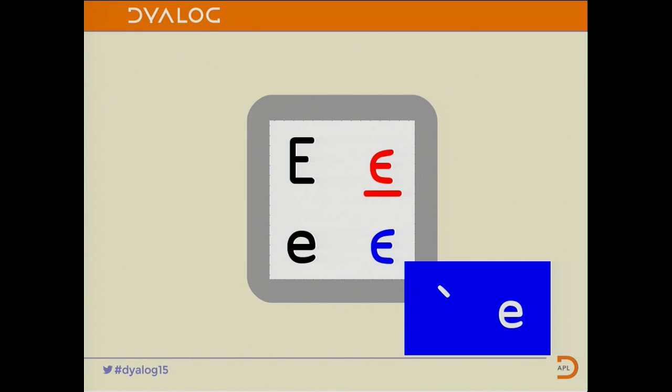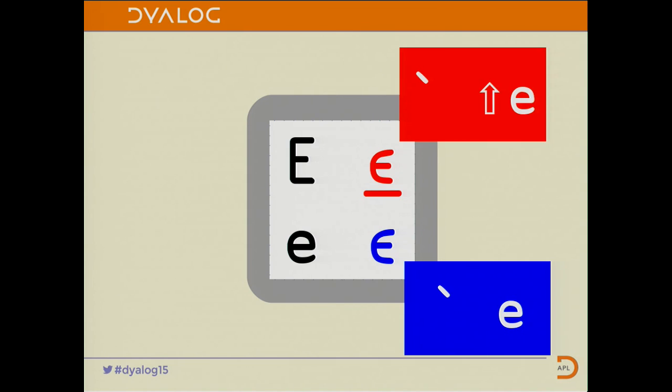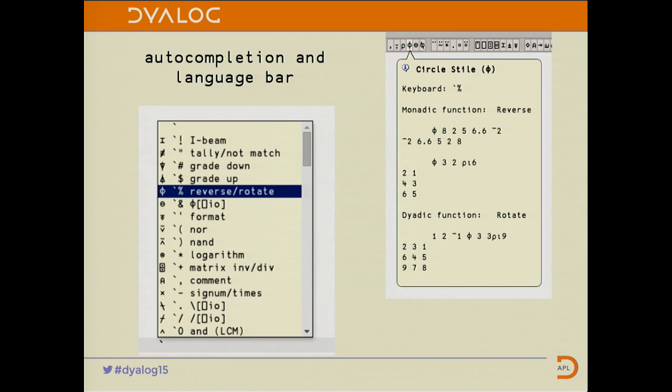Backquote followed by the letter E produces a membership symbol. Backquote followed by shifted E produces epsilon underbar. Backquote, of course, being configurable. To help learners of APL remember the mappings, they are shown in the tooltips in the language bar and in the auto-completion menu after you type the prefix key.